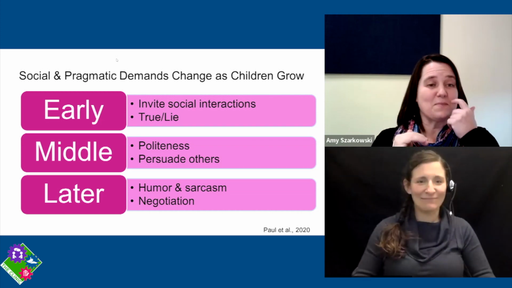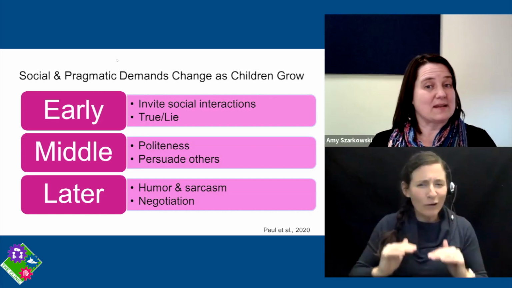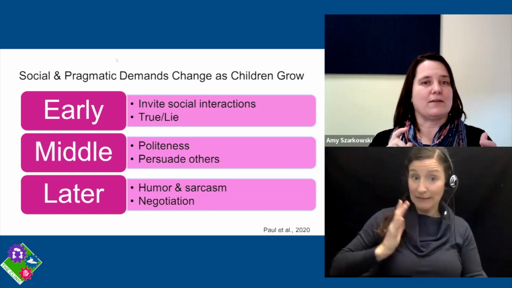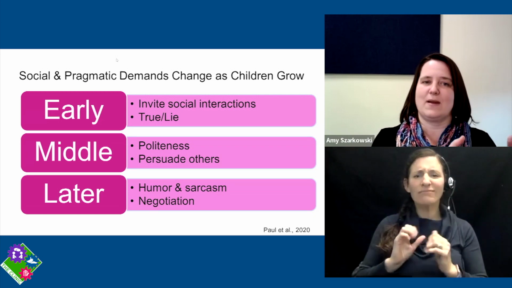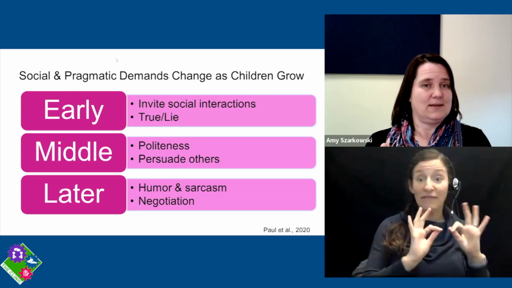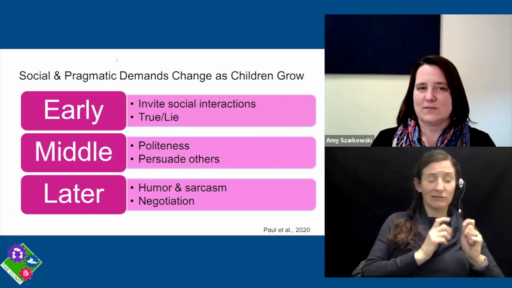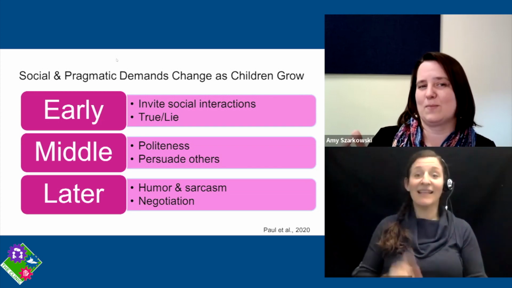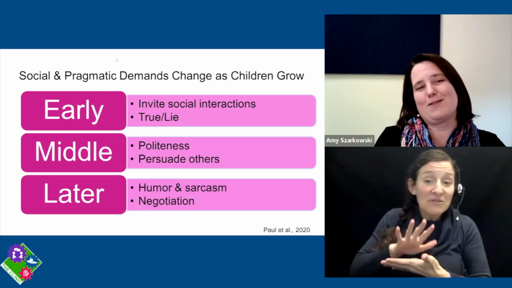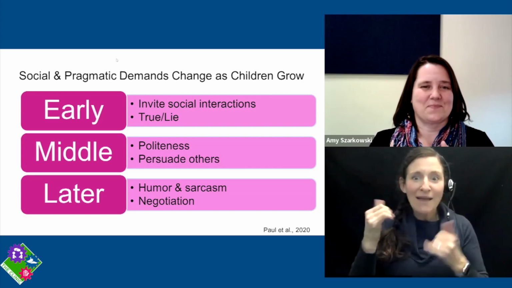All right, moving on to the middle section. So as children get a little bit older, things like politeness, knowing how to change your register. We talked about the difference between the way you would communicate with a family member versus a teacher. That's part of pragmatic abilities. Persuading others, if you think of the elementary school student who's able to convince other people to play what they want to play on the recess field, that might be an example of that.